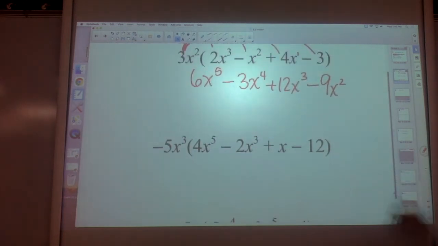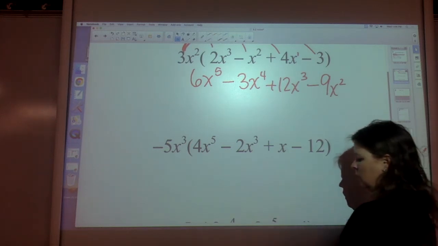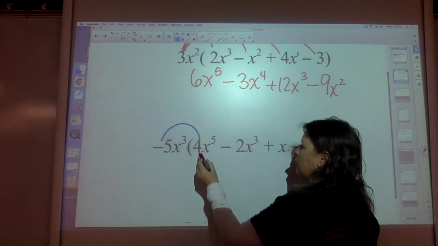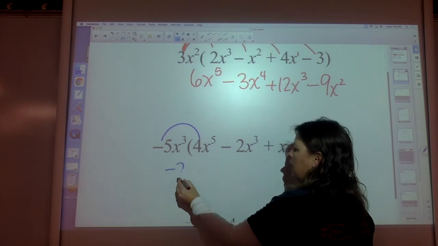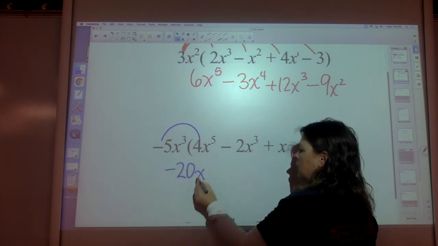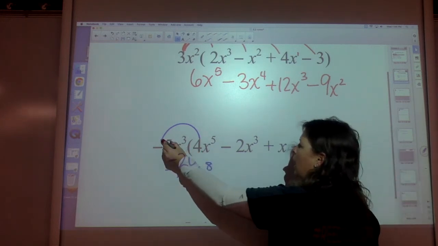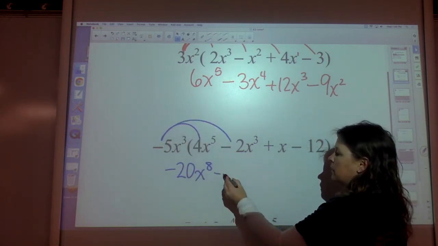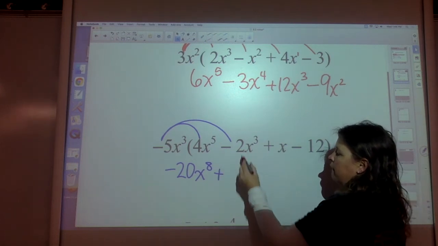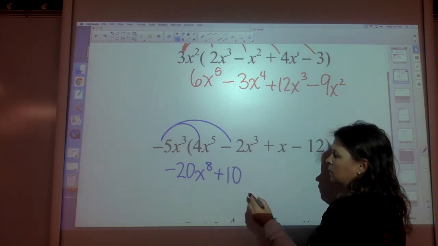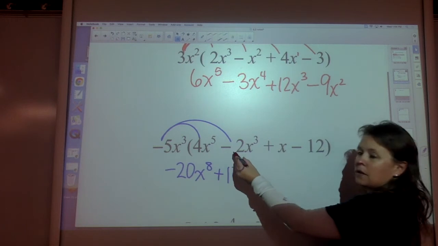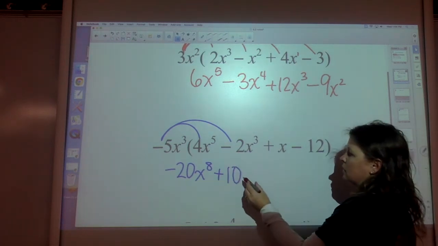Let's see if you can distribute a negative without screwing up. Good luck. Write it down. Pause it. Write it carefully if you don't have a handout. We're going to distribute negative 5 times 4, which is negative 20. Keep the base of x. 3 plus 5 is 8. A negative times a negative is a positive. 5 times 2 is 10. Or you could say, what is negative 5 times negative 2 is 10.